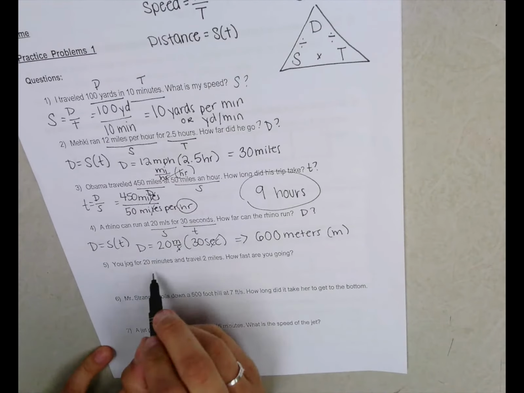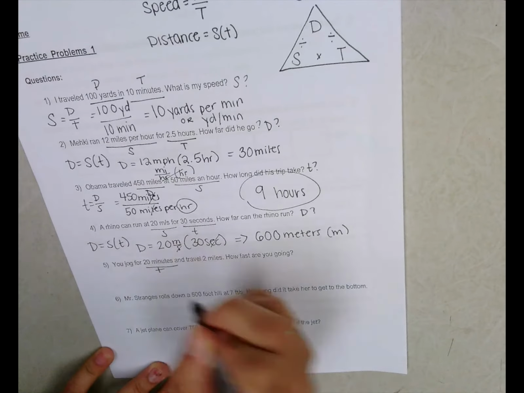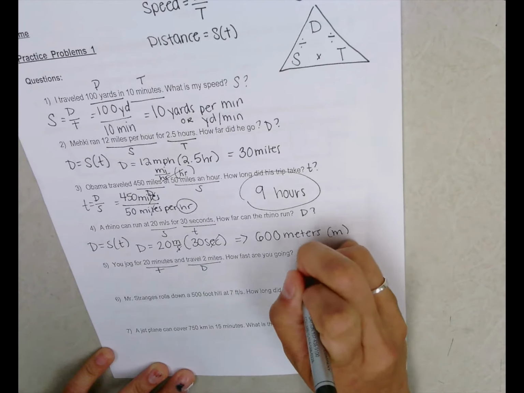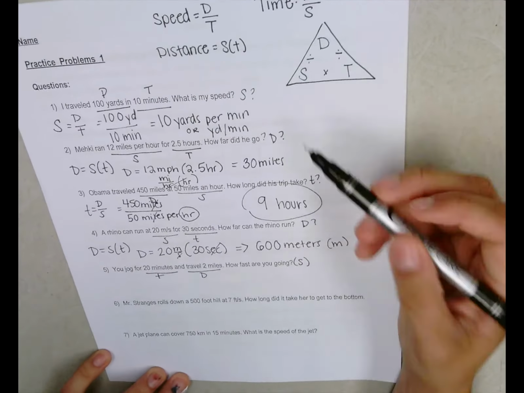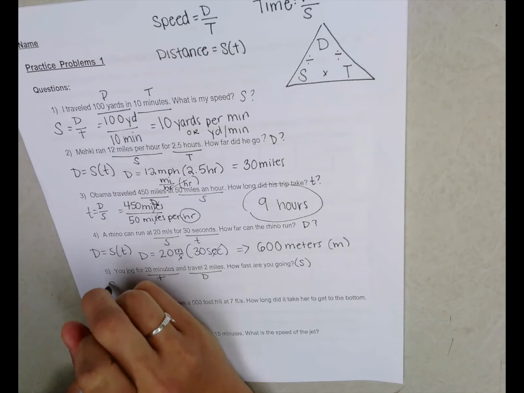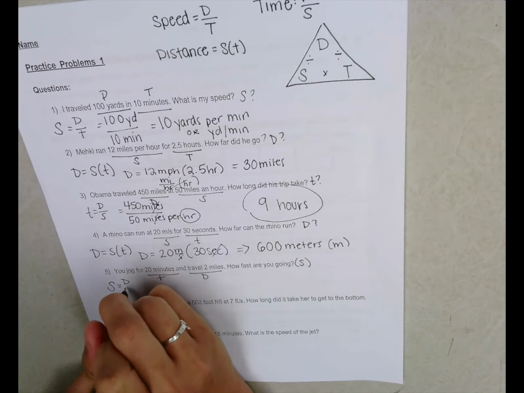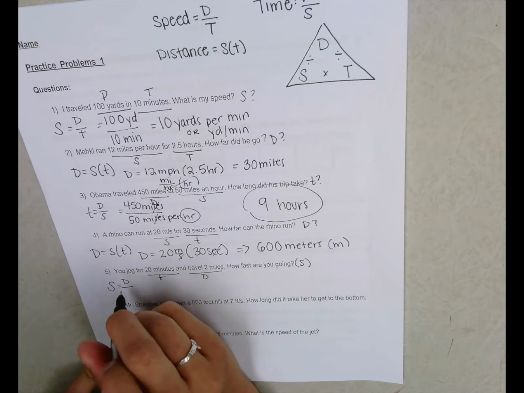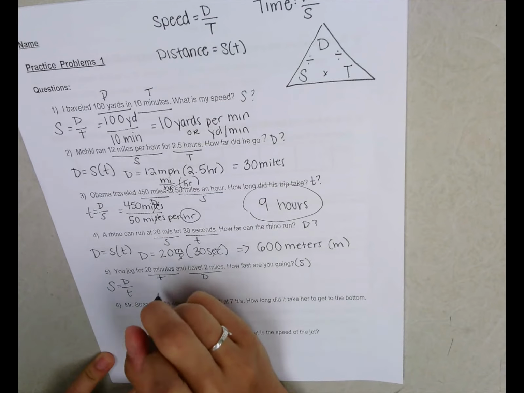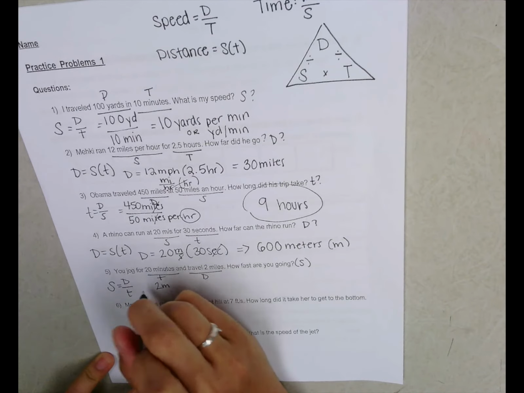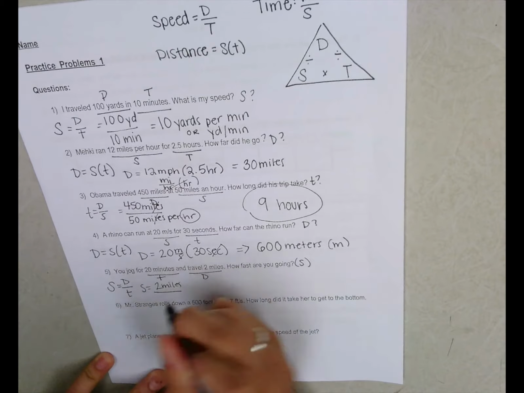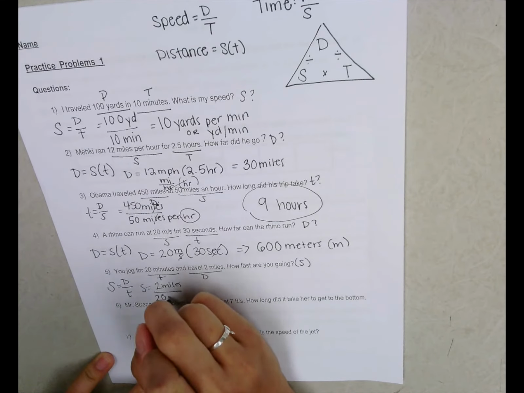Number 5, you jog 20 minutes, so that's time, and travel 2 miles, which is distance. How fast are you going? So I want to know what the speed is. Speed is equal to distance over time. So speed is equal to distance over time. We have 2 miles, so speed equals 2 miles over 20 minutes.